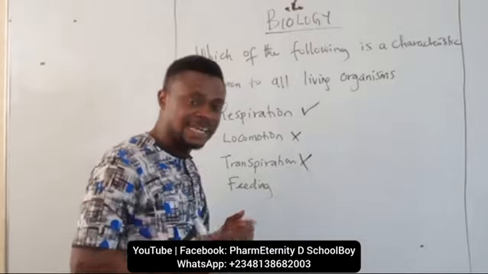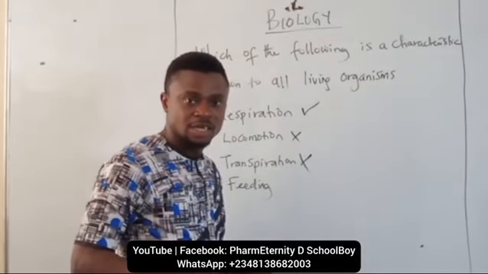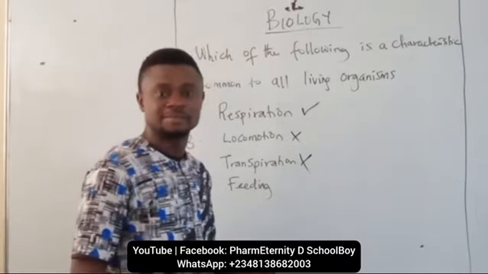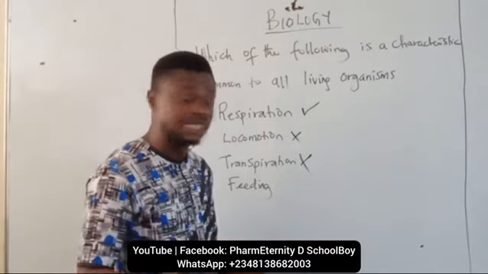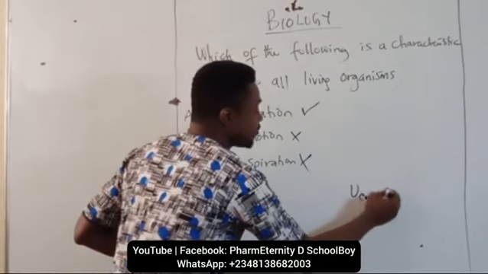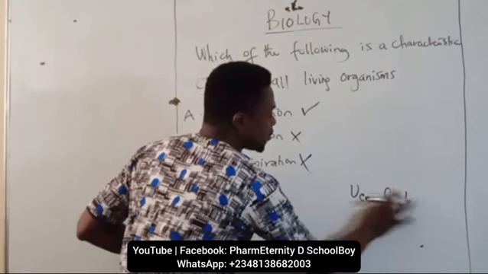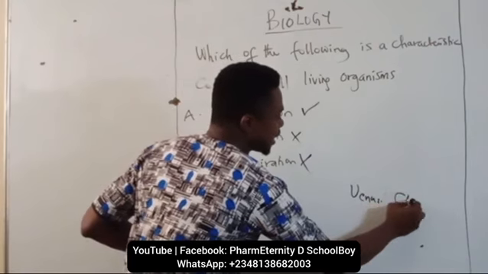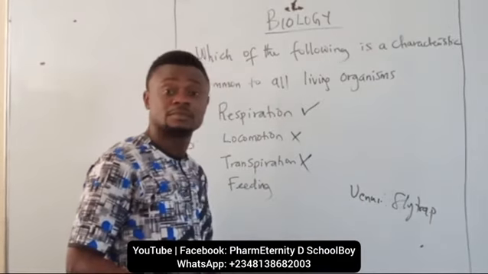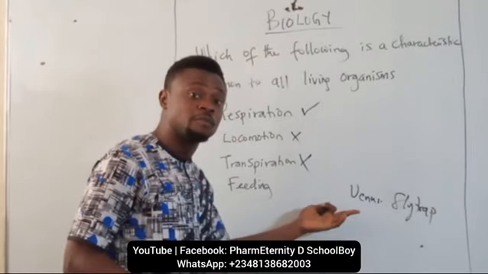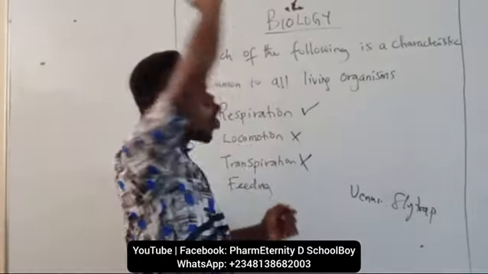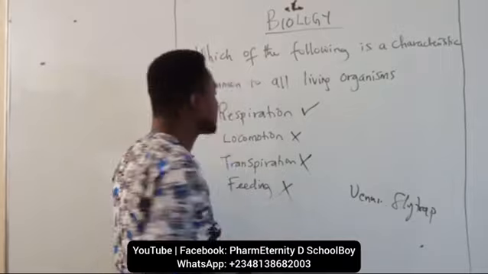Even though there are some plants that are carnivorous in nature, they can capture insects, take in the insect, digest them, and use the nutrients from them. Examples are the Venus fly trap and also pitcher plants. There are many of them, even butterworts. Let us not go there. So feeding is not common to all organisms. So I will not take feeding.